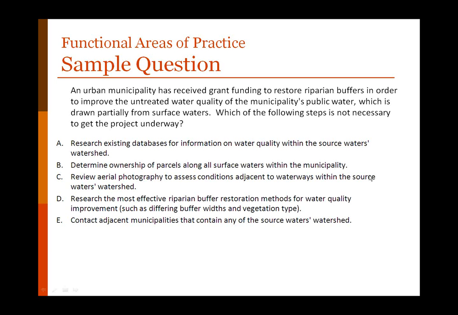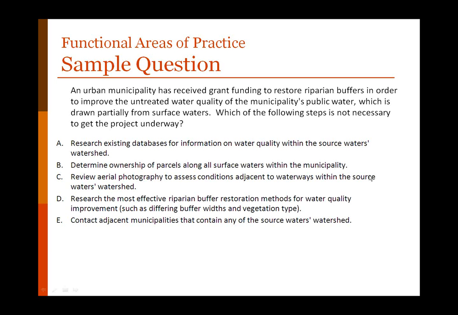It's not necessary to do all the surface waters. At some later point in the process, you may want to know ownership along the surface waters that are tied into the public water draw. But it says in the question that the public water is drawn partially from surface waters.